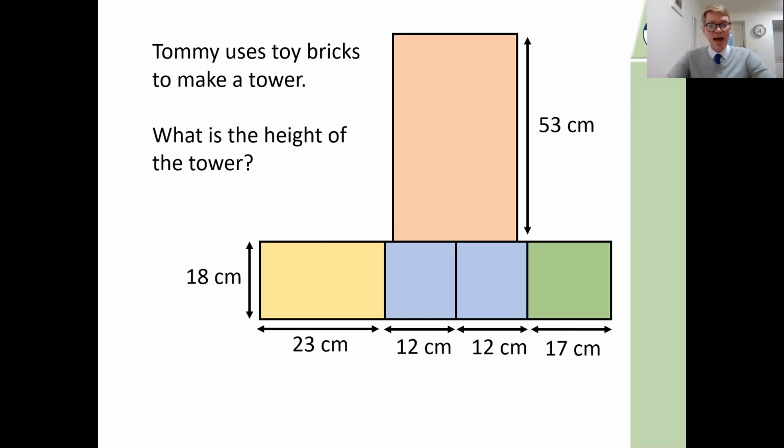Well, height is about how tall something is or high something is. So which are the ones going up? Well, it's 18 and 53, isn't it? So how are we going to find out the total height? Well, we're going to need to add these 2 together.